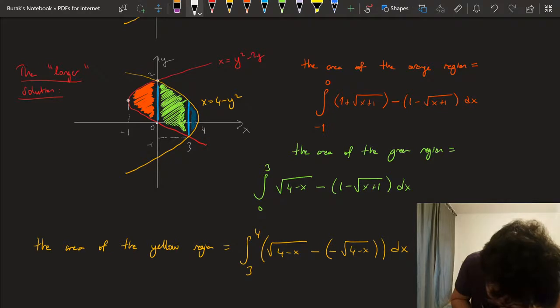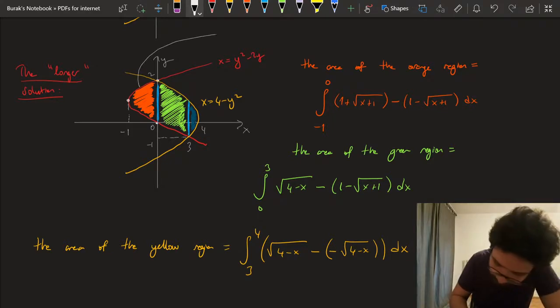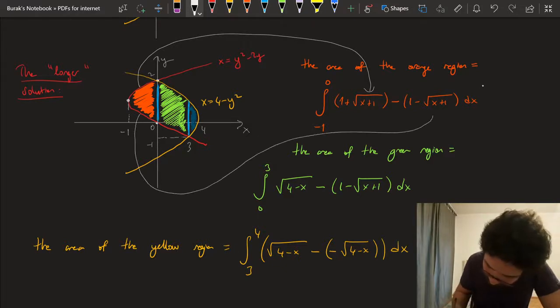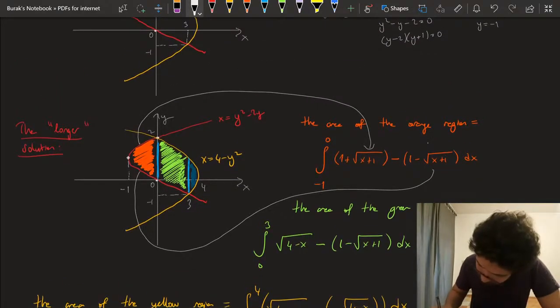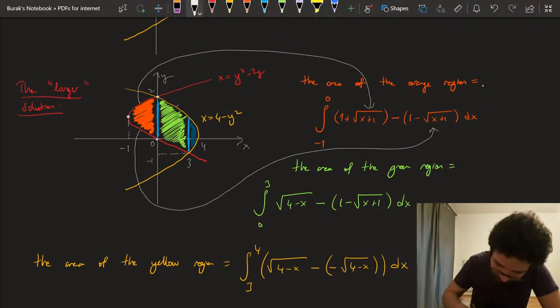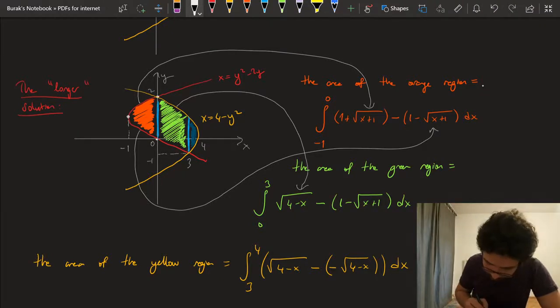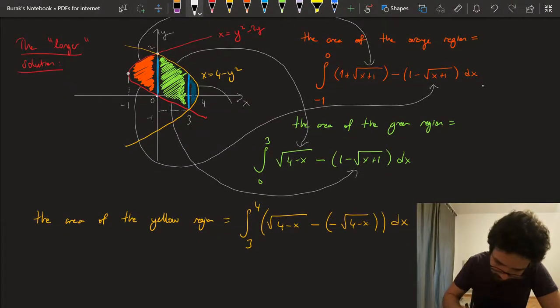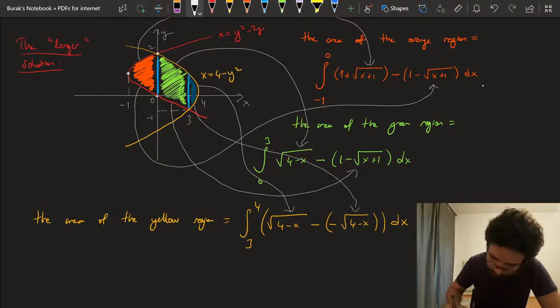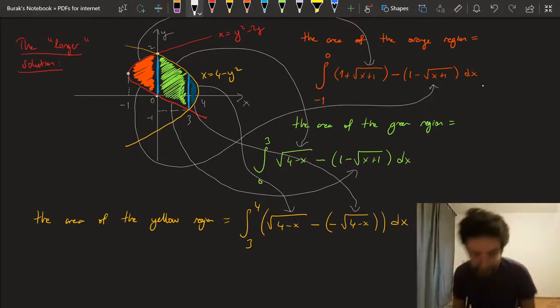So this part is this function, this part is that function, and this part is the function, and this part is that one, and this part is that, and this part is that. Now this is, as I said, the incorrect solution.